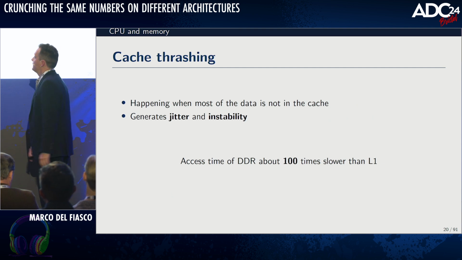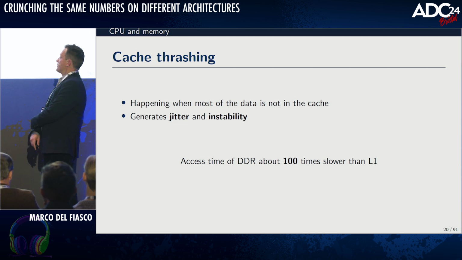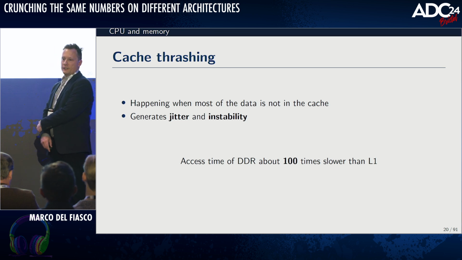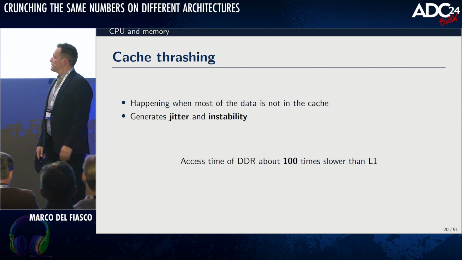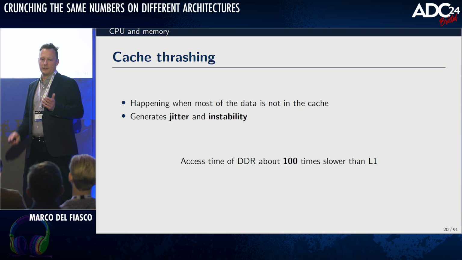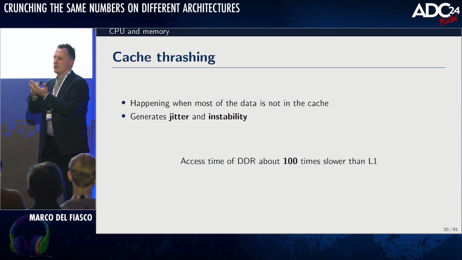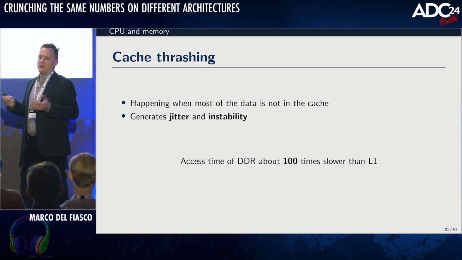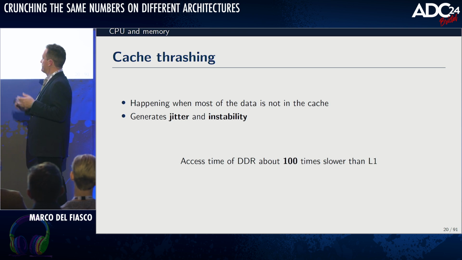With cache, you typically have one problem. It's called cache thrashing. It happens when most of the cache lines are not in the cache, so they need to be fetched from the slower memory. This will generate jitter and instability because typically the cache behavior is random: there is your algorithm running on the CPU, but you also have other processes. So it's random, and this will generate jitter.